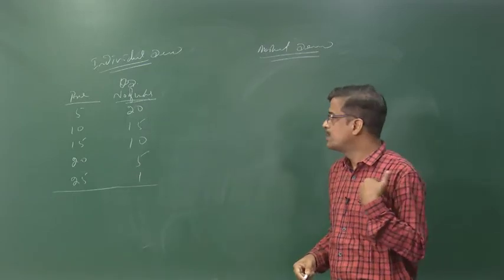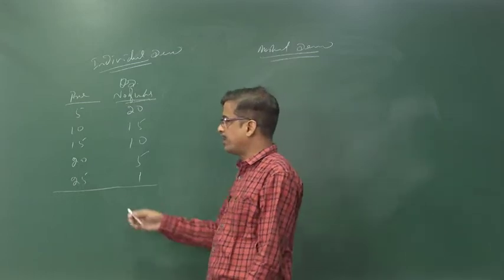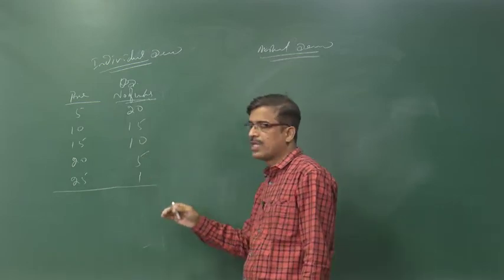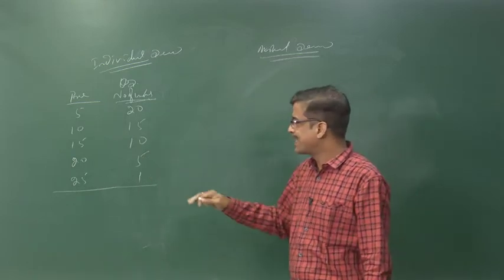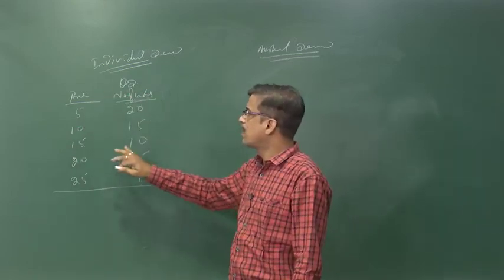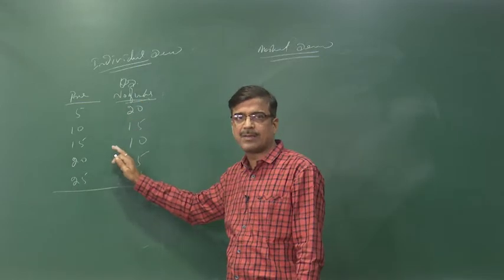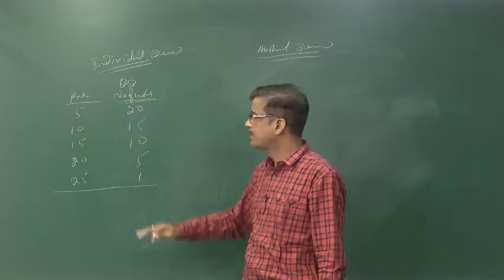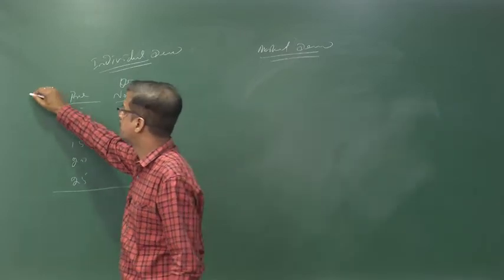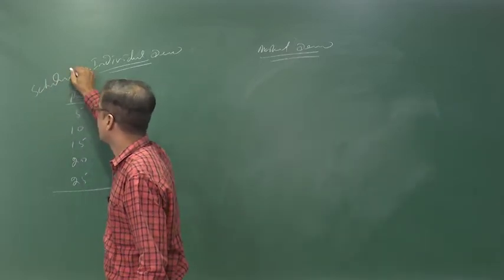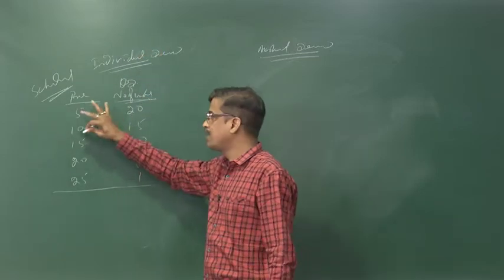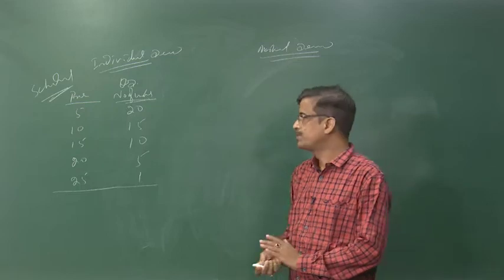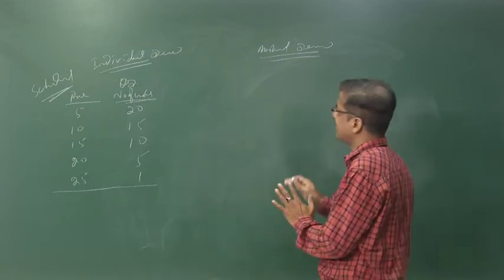As a consumer, when the price of a product increases, you consume less of it. When you explain this law with the help of a table for an individual person, that is called the individual demand schedule. That is the individual demand schedule. But what about the market?